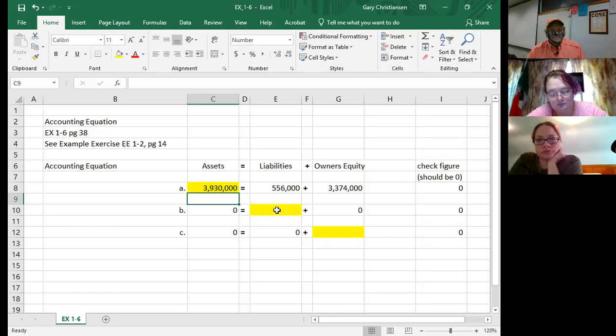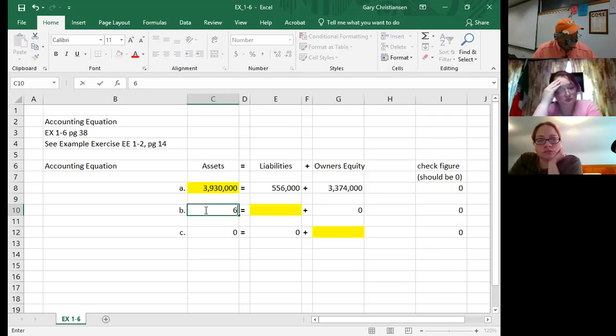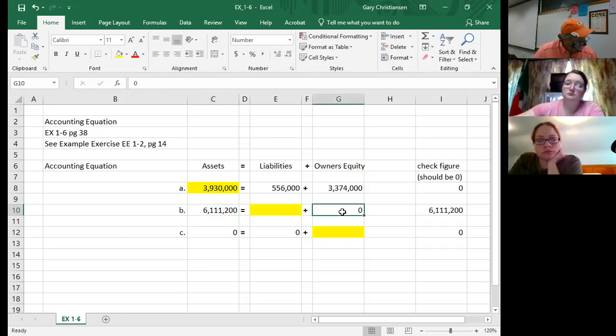All right, next one. We know our total assets. Our total assets are $6,111,200. We know our total equity, $5,725,000 even.